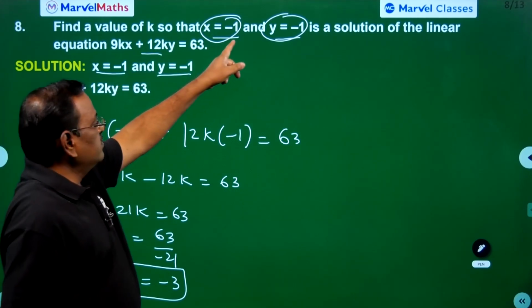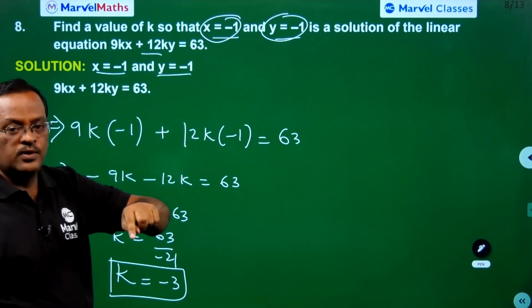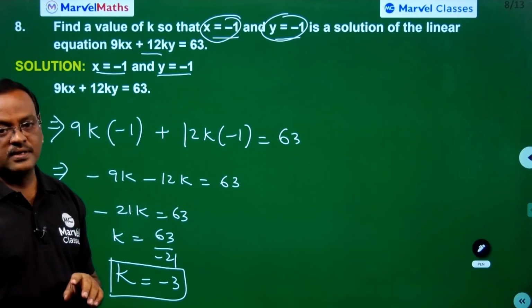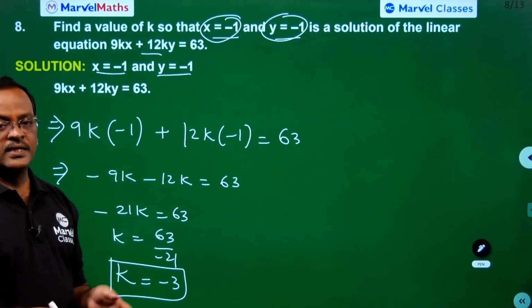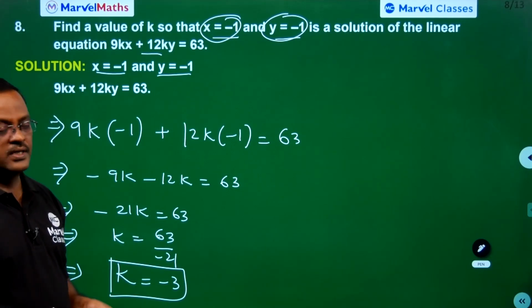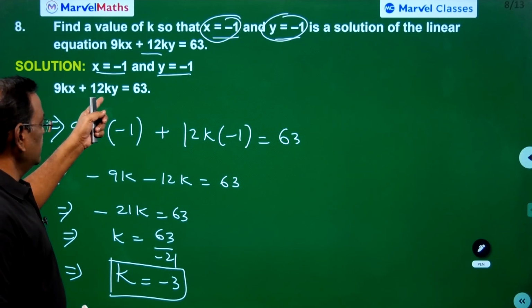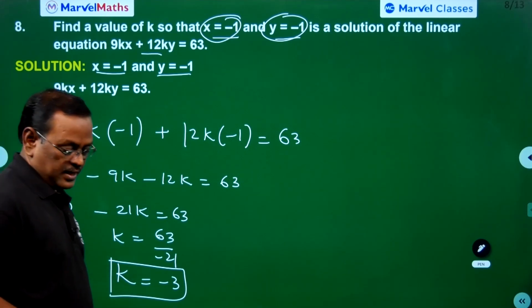Given that x equal to minus 1 and y equal to minus 1 is a solution, and hence it satisfies the linear equation. That is the definition of solution. If a point is a solution of the linear equation, it always satisfies the linear equation. Using that concept, substitute the given data, you can find the value of k.